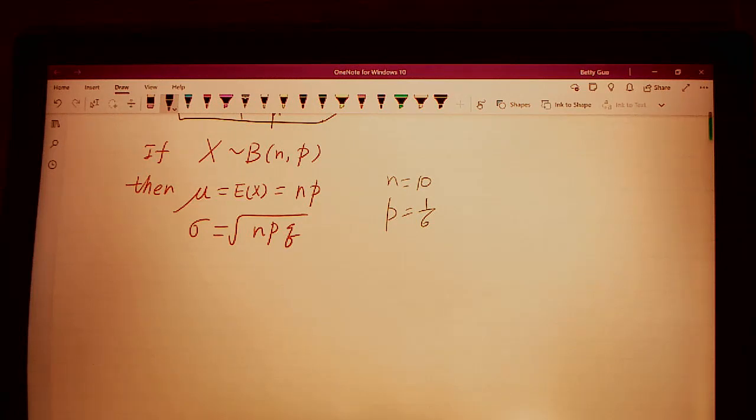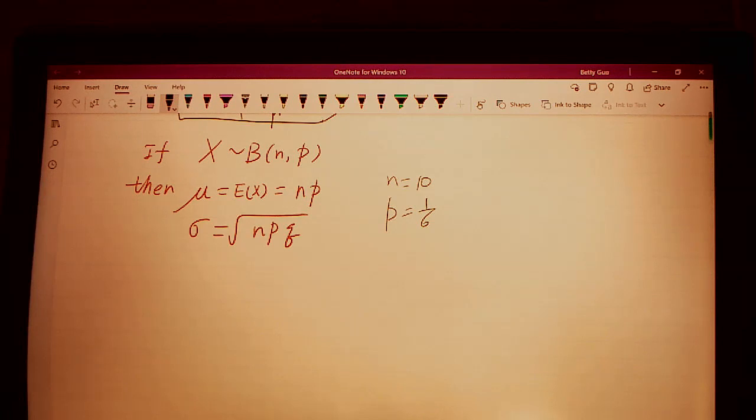And the sigma here represents the standard deviation of x. How do we find the value for the sigma? We use this formula, square root of npq. Yeah, you can use your calculator. Multiply n and p and q, and then take the square root of their product.